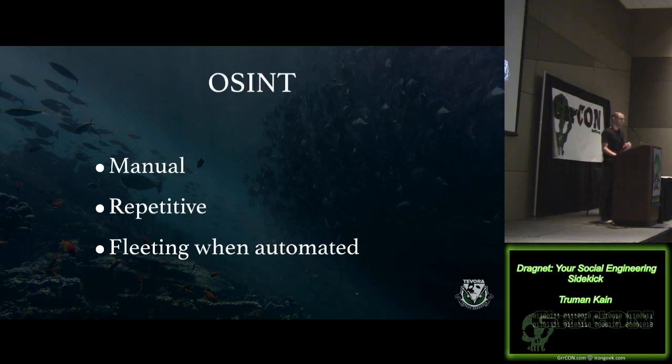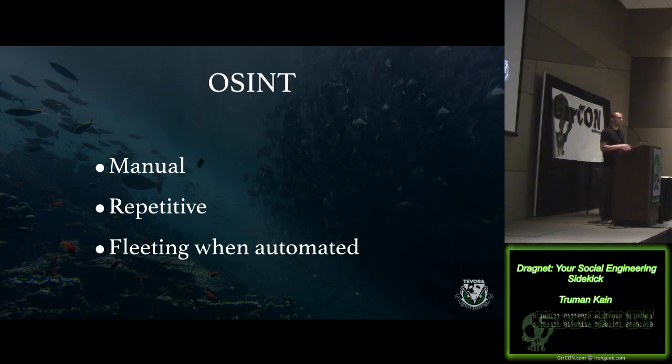So OSINT, typically, what I see as OSINT is high quality, reliable data that I'm collecting about my target. It's something that I'm trying to use against them, essentially, as an attacker, ethically. And this is something that we can find online. Everyone knows what OSINT is. It's online or publicly available data. And usually when we're capturing this OSINT, it's manual, repetitive, and fleeting when automated.